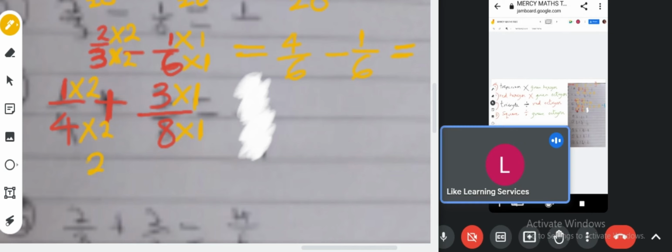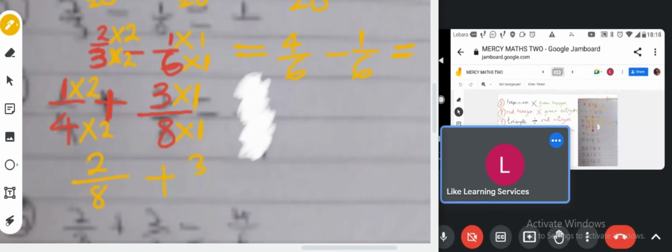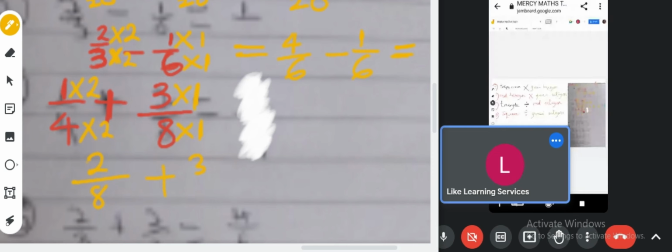So we have 2 over 8, because 1 times 2 is 2, 4 times 2 is 8, isn't it? Yes. Then plus 3 times 1 is 3. 8 times 1 is 8. Is it not? Yeah. So what is the final answer now?